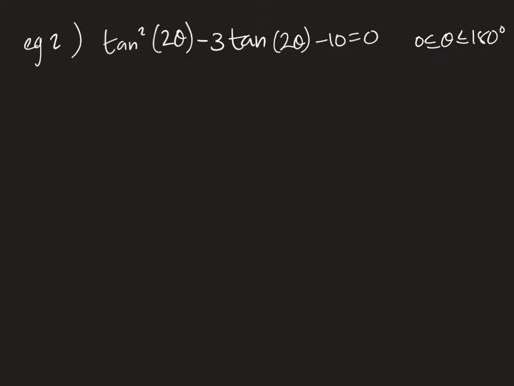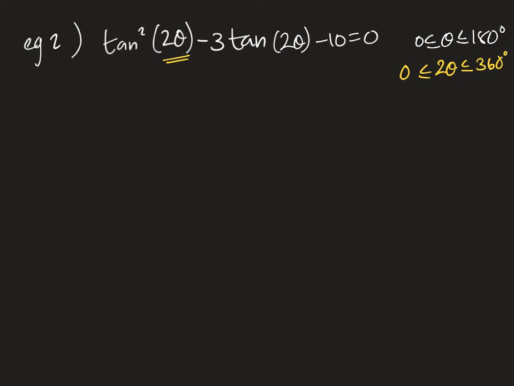My second example for you then is tan squared 2 theta take away 3 tan 2 theta take away 10 is equal to 0. So we've got a quadratic now where tan theta is the subject, and then we're solving that for theta between 0 and 180 degrees. Now the first step in this one is to change the range to match the angle. So the angle here is 2 theta. So if we double theta in the middle of the inequality, we need to double the upper and lower limits as well. So we're now solving this for 2 theta between 0 and 360 degrees.